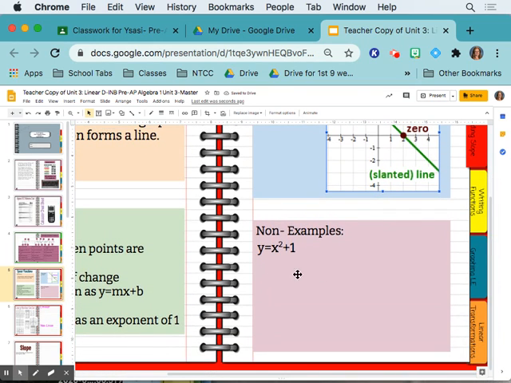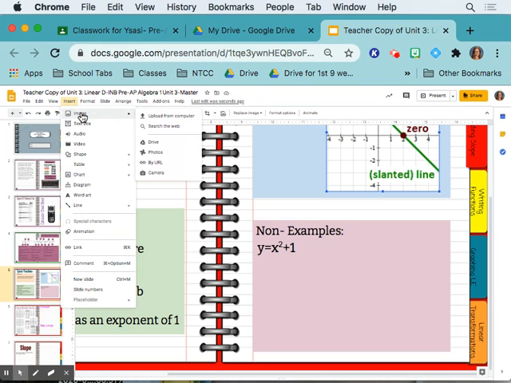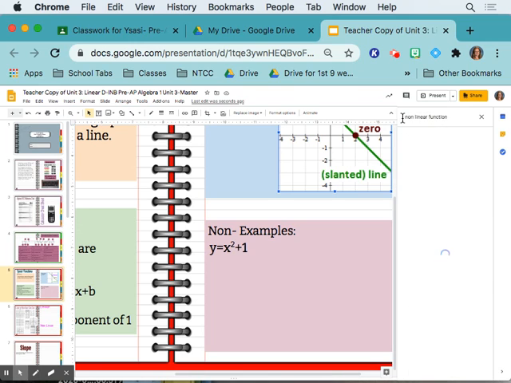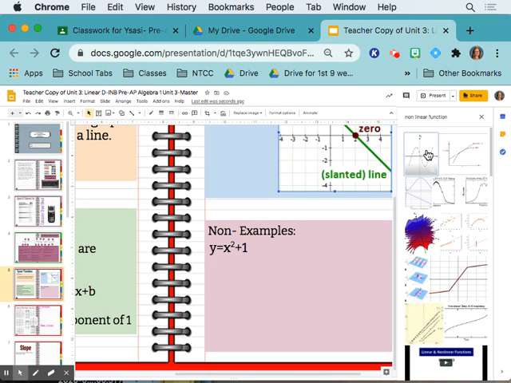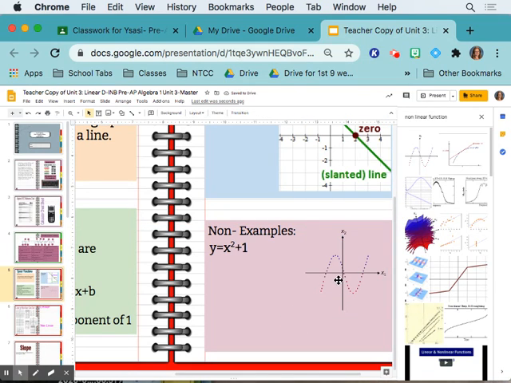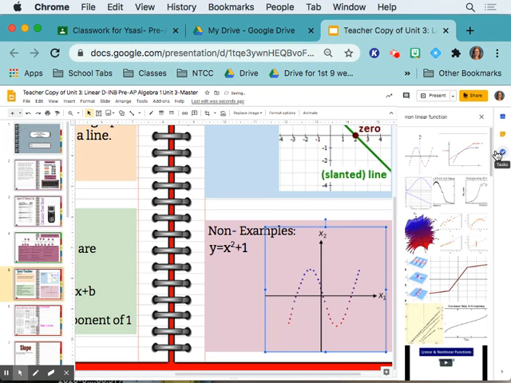Okay, so then how could we do a non-example? Let's go to insert, image, search the web. Non-linear function. Oh, here we go. It's like a squiggly. Did y'all know that we could have squigglies in a graph? Yeah. Oh, you found one that moves?